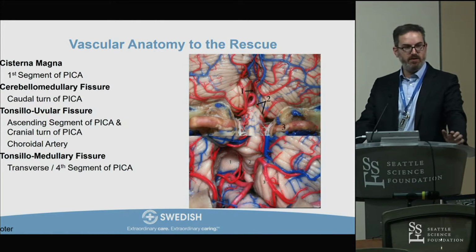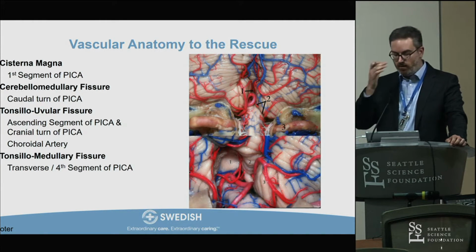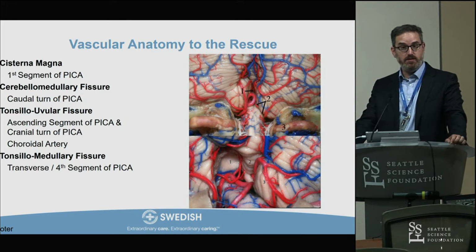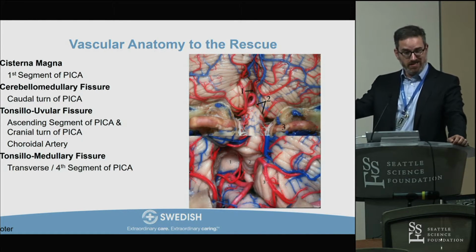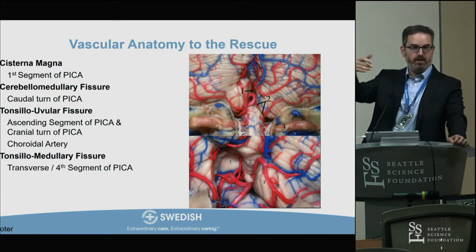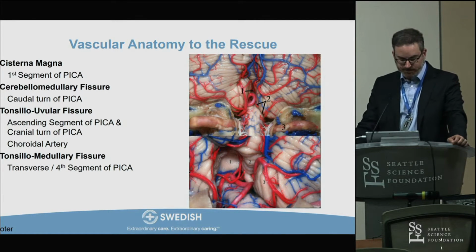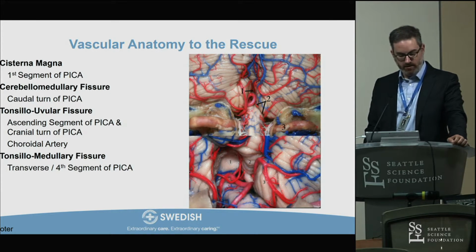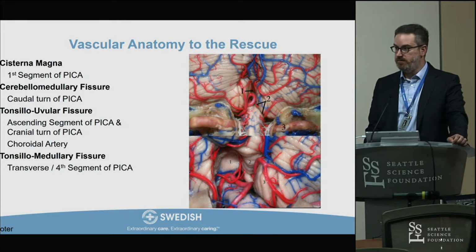So you open the cisterna magna, which is a cistern, and that exposes your first segment of PICA, your PICA origin to your tonsillomedullary turn. Then you open the CMF, the cerebellomedullary fissure, and that exposes your first turn. You open the tonsillo-uvular fissure, that exposes your ascending segment and your second turn that takes PICA out laterally again over the lateral recess of the fourth ventricle. Then your tonsillomedullary fissure, which is going to take it out past the foramen of Luschka.